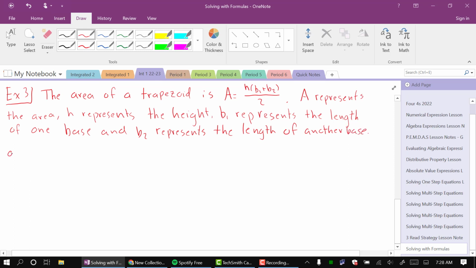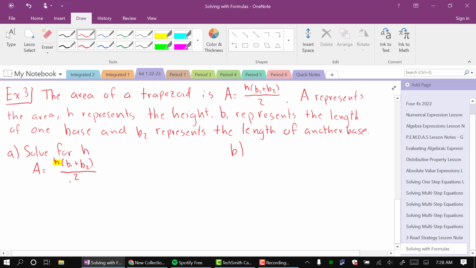So we have a part A and we have a part B. Part A says solve for H. And we'll get to part B in a second. So I want to solve for H. I'm going to start off with my formula. Area, as we now know it, is height times base 1 plus base 2 divided by 2. So this is what I want to solve for, this H right here.